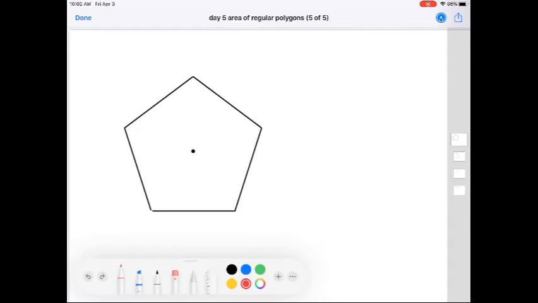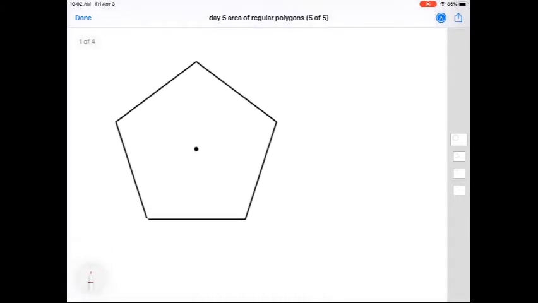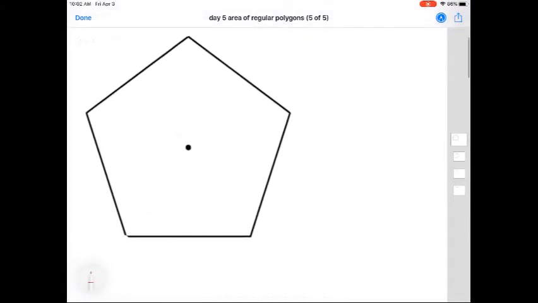There's new vocabulary that we're going to talk about that you've seen before, but we just call it something different. When we're talking about regular polygons, we have what we call an apothem. It's usually denoted with a little lowercase a. The apothem starts at the center of your regular polygon, and it goes perpendicular to a side.